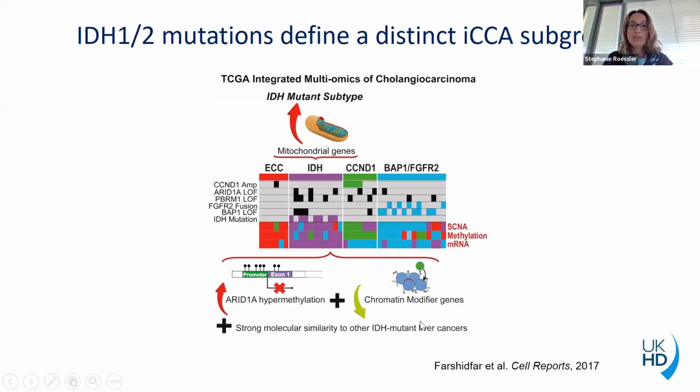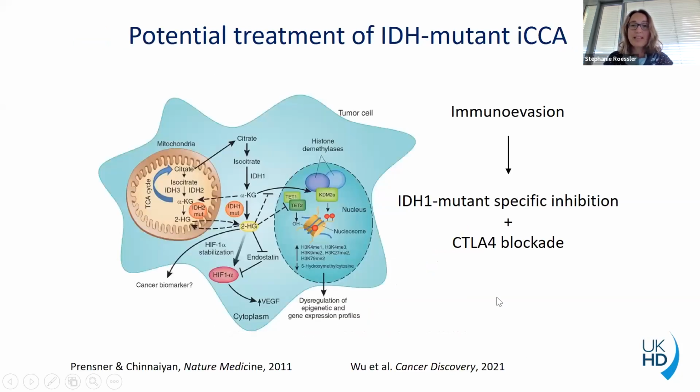And there was also the TCGA study by Farshidfar et al. in Cell Reports, and they also identified these IDH mutations and specific epigenetic alterations in these patients. So this is a specific subgroup of ICCA patients, and this gives an opportunity to really use this molecular characteristic of ICCA for targeted therapy, and to better understand the etiology and the development of this IDH subgroup of patients. Just very briefly, what is this IDH mutation doing?